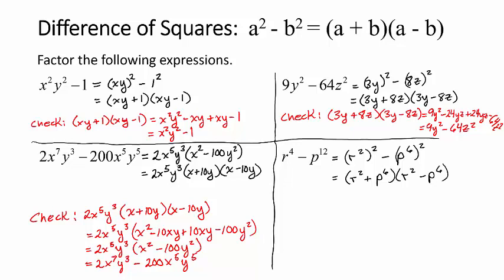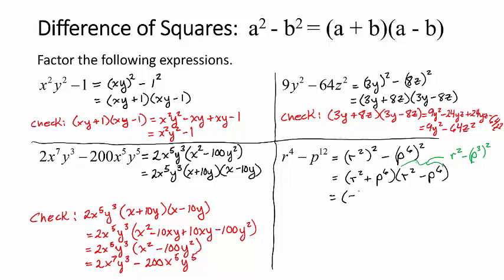Now, the question I would ask here is, are we done? Could we factor this even further? So this is another thing that you need to look for. Sometimes when you factor using difference of squares, look at the remaining factors. You have another binomial there that's a difference. I have r squared minus p to the sixth. Both of those exponents are even, right? This one right here I could write as r squared minus p cubed squared, right?